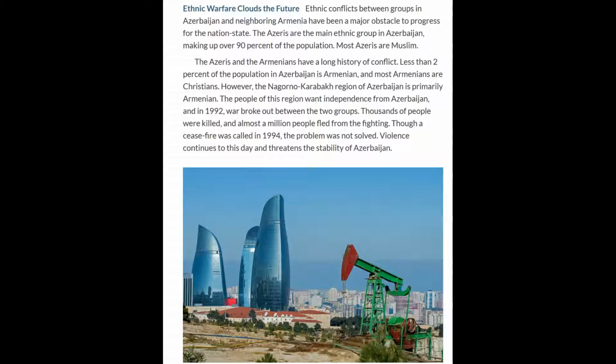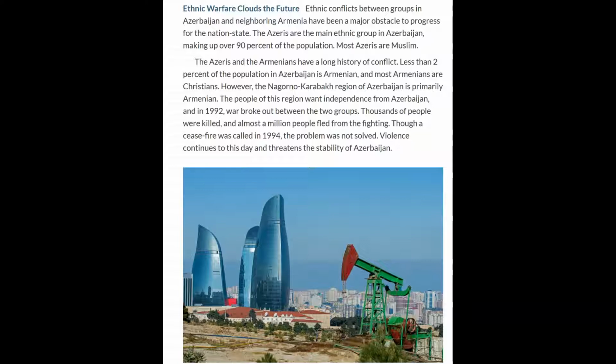The Azeris are the main ethnic group in Azerbaijan, making up over 90% of the population. Most Azeris are Muslim. The Azeris and the Armenians have a long history of conflict. Less than 2% of the population in Azerbaijan is Armenian, and most Armenians are Christians. However, the Nagorno-Karabakh region of Azerbaijan is primarily Armenian.